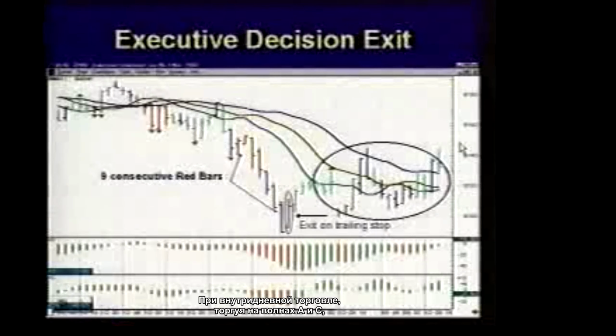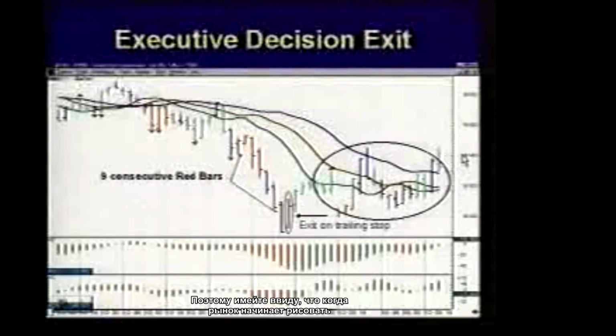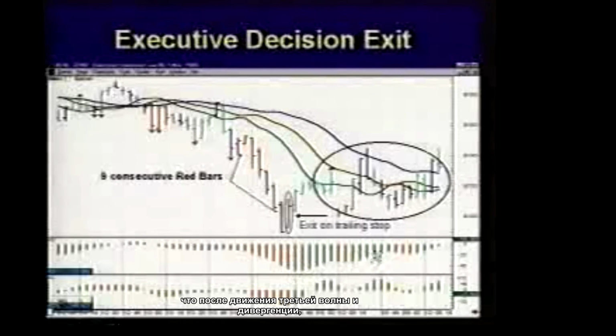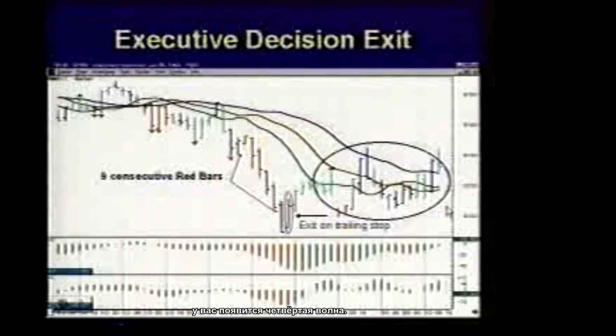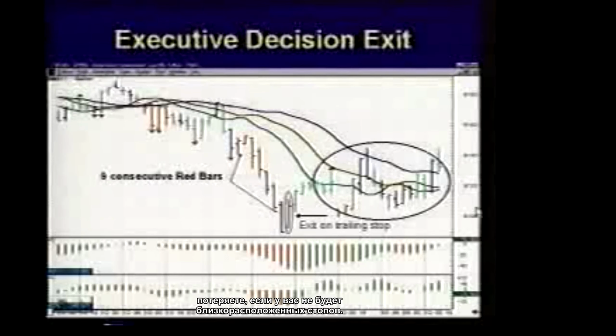On an intraday basis, though, when you trade that A and C wave, the alligator is going to be wide open, and it's going to look like it's in a 3 wave. So just keep that in mind when the market starts doing this and you exit. Know that after a third wave move and divergence, you're going to have a wave 4. If you take that first fractal, you're most likely going to have a loss unless you keep very tight stops.